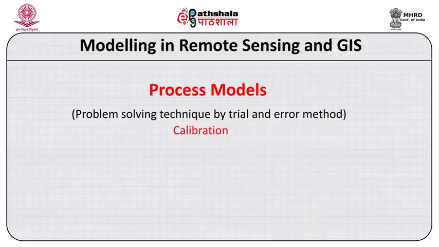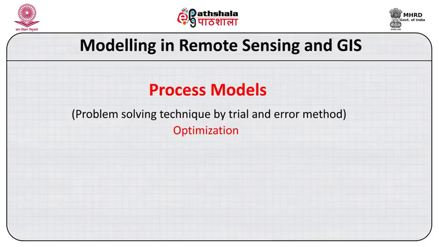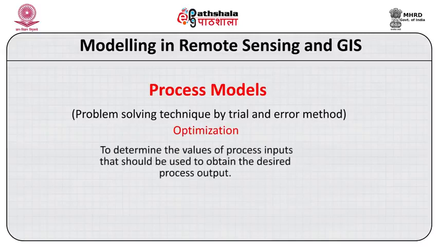Calibration. The goal of calibration is to quantitatively relate measurements made using one measurement system to those of another measurement system. This is done so that measurements can be compared in common units or to tie results from a relative measurement method to an absolute unit. Optimization. Optimization is performed to determine the values of process inputs that should be used to obtain the desired process output. Typical optimization goals might be to maximize the yield of a process or to minimize the processing time required to fabricate a product. Process modeling can be understood with an example.